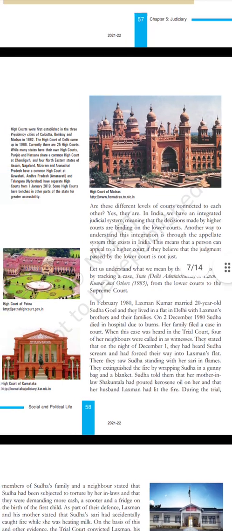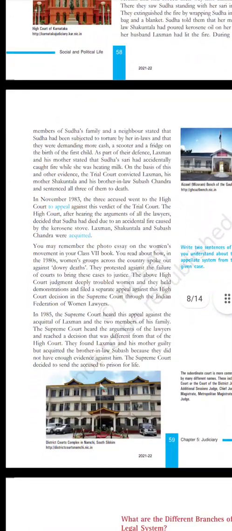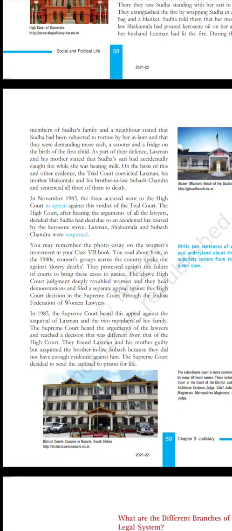During the trial, members of Sudha's family and a neighbor stated that Sudha had been subjected to torture by her in-laws and that they were demanding more cash, a scooter and a fridge on the birth of the first child. As part of their defense, Lakshman and his mother stated that Sudha's sari had accidentally caught fire while she was heating milk. On the basis of this and other evidence, the trial court convicted Lakshman, his mother Shakuntala and his brother-in-law Subhash Chandra and sentenced all 3 of them to death.